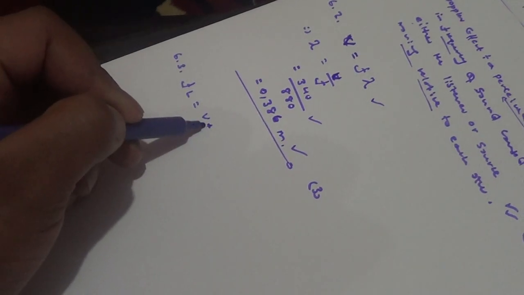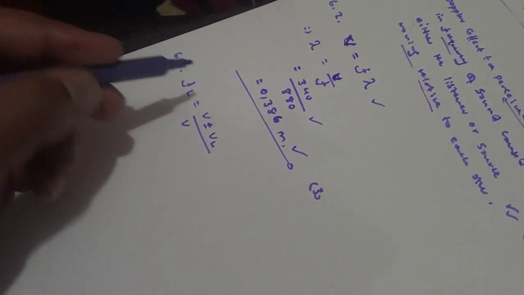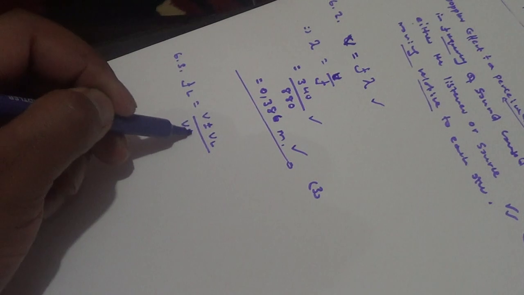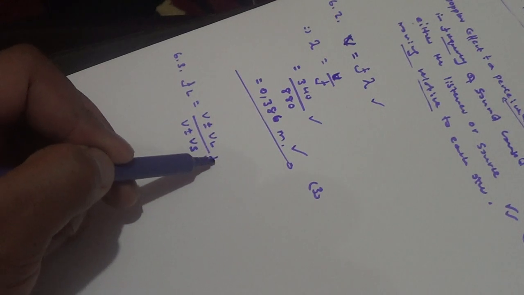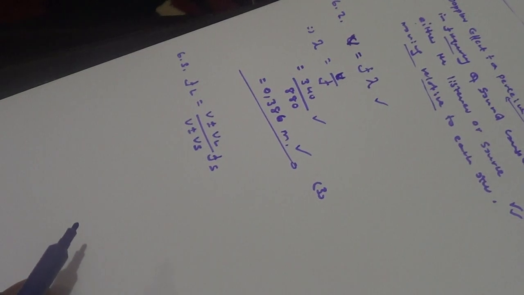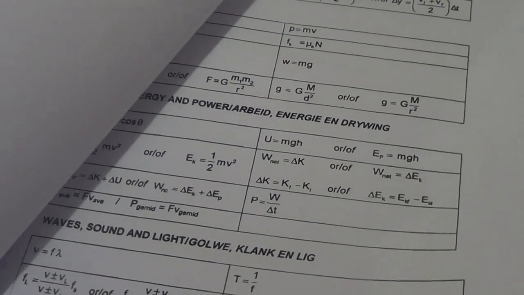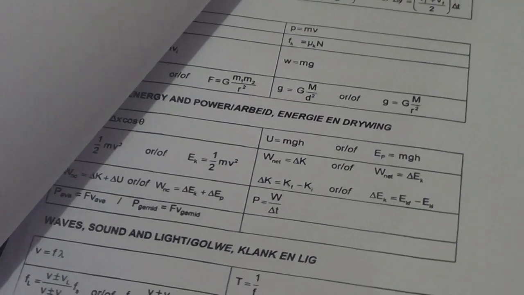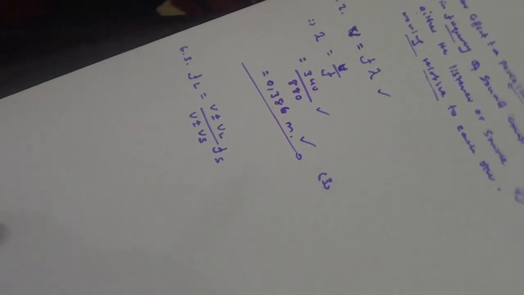V plus or minus the velocity of the listener, over the velocity of sound plus or minus the velocity of the source, all of that multiplied by the frequency of the source. I think that's how the equation is written, so let's check and be sure. Sometimes when you don't remember things, don't force your memory, just take it easy. You have an information sheet over there, so it looks all right, okay? Not a problem. So what do we do now?